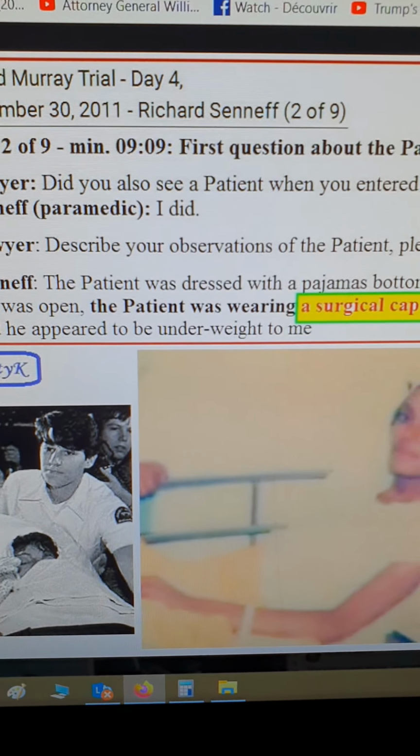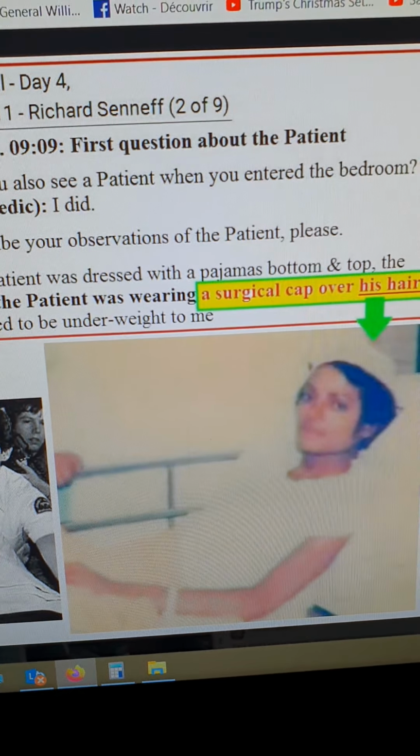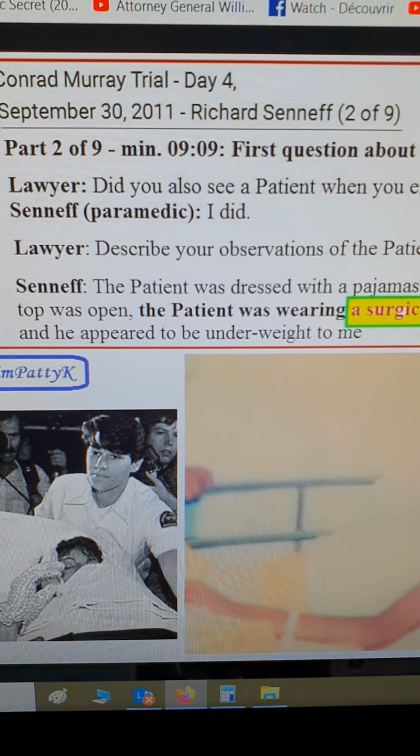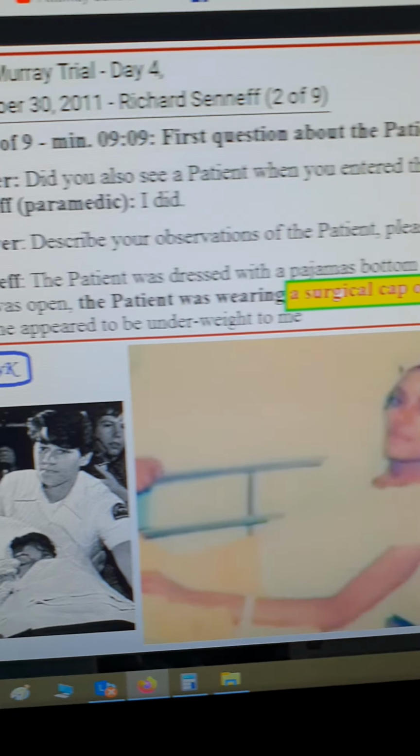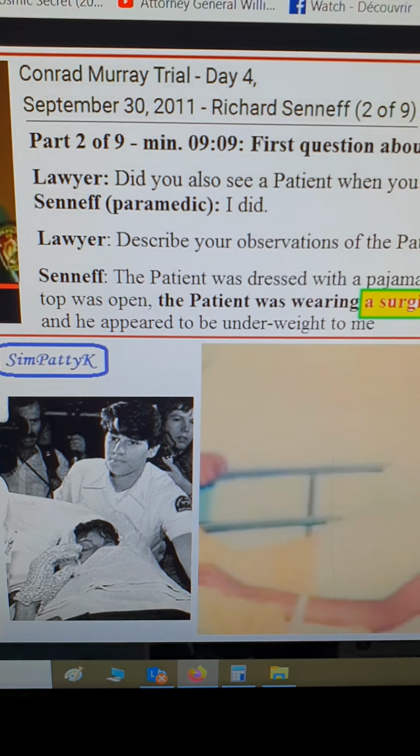Did you also see a patient when you entered the bedroom? I did. Describe your observations of the patient, please. The patient was dressed with a pajama bottom and top. The top was open. The patient was wearing a surgical cap over his hair, and he appeared to be underweight to me.